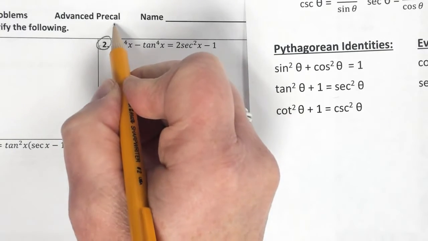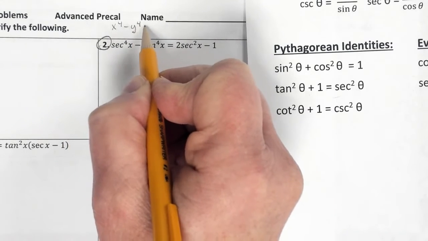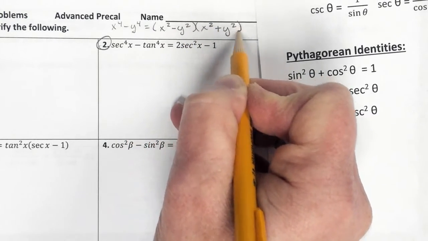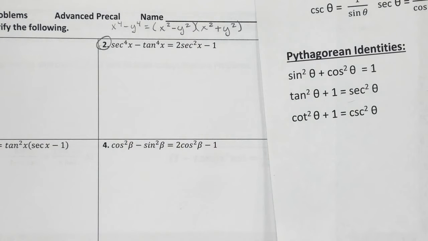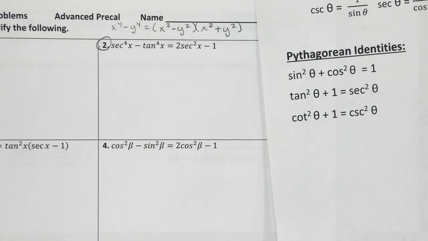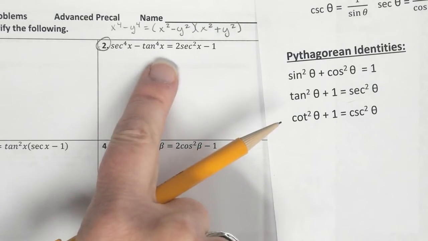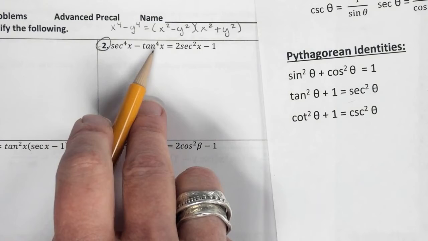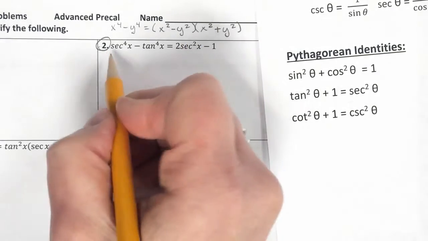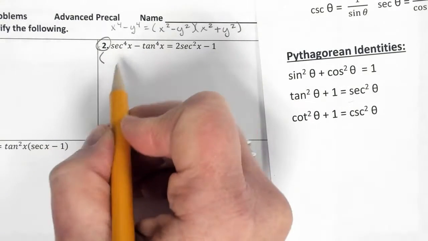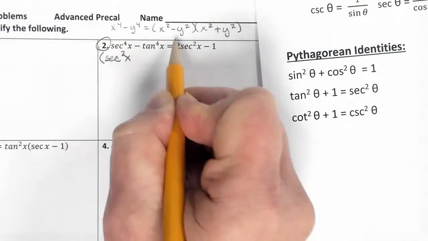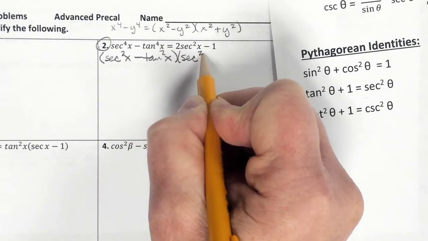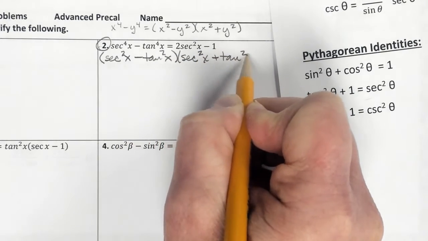Very much like if I had x to the 4th minus y to the 4th, I could break that down into x squared minus y squared and x squared plus y squared. So I can do the same thing with the secant and the tangent. I don't need to worry about changing anything yet from tangent squared to secant squared. I'm not going to do that yet. I'm just going to break down these 2 terms in a similar fashion right here. So this side, secant to the 4th minus tangent to the 4th, would be secant squared minus tangent squared times secant squared plus tangent squared equals.